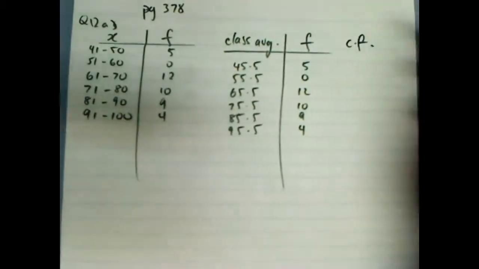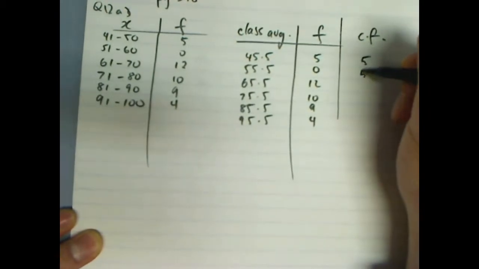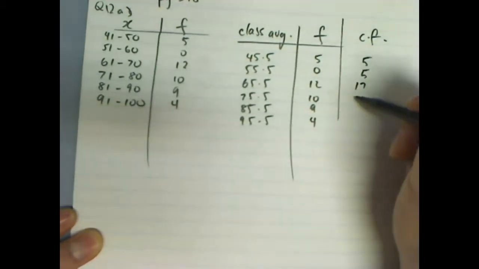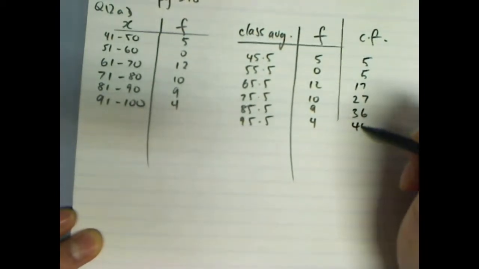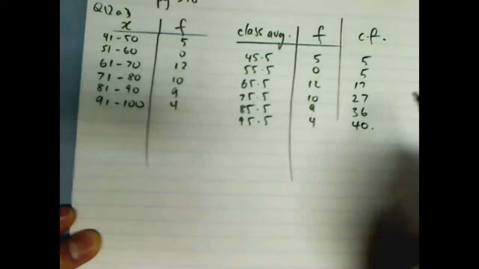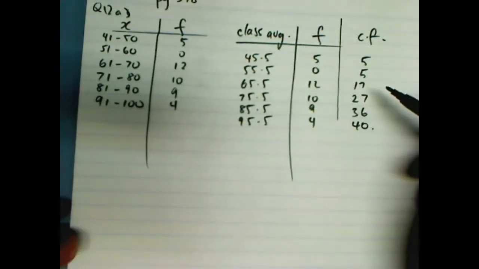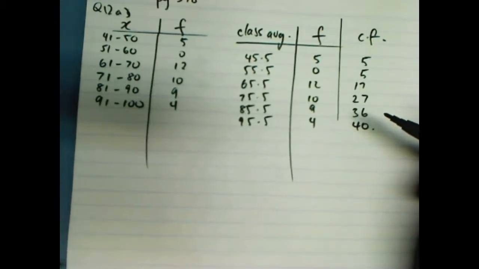Next step is to put up the cumulative frequency. So we draw another section. Okay, so now we go 5, 5, 17, 27, 36, and 40. Now you don't want to work out the quartiles yet. You might as well put it up on the graph and then draw the lines like our previous part.